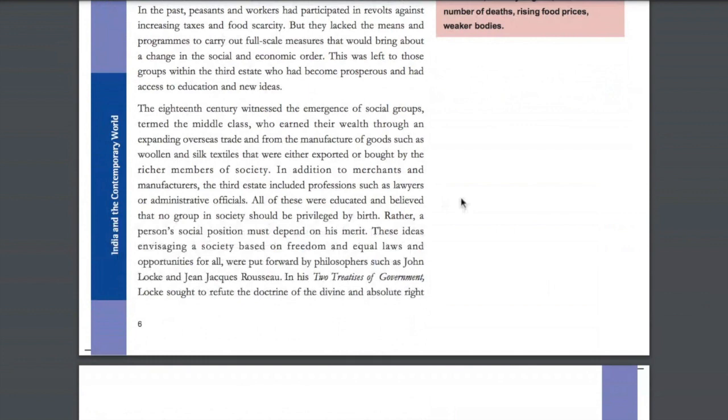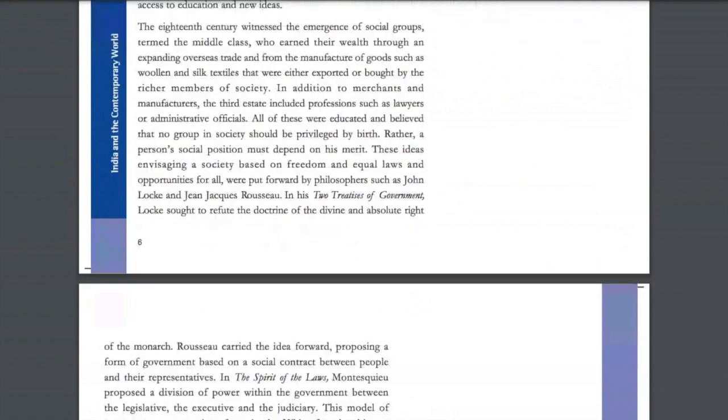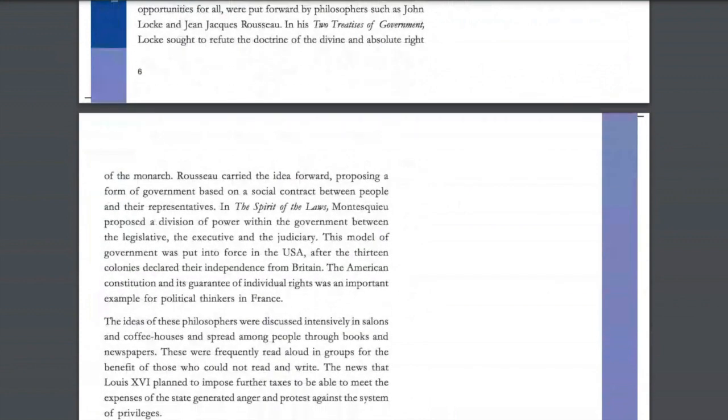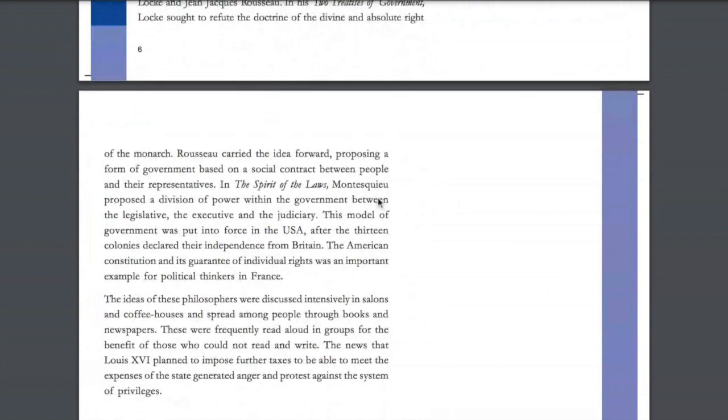So many people took part in forming groups and political parties who wanted to bring about a revolution in France. So this model of a constitution was put into force in the USA. Why USA? Do you know?